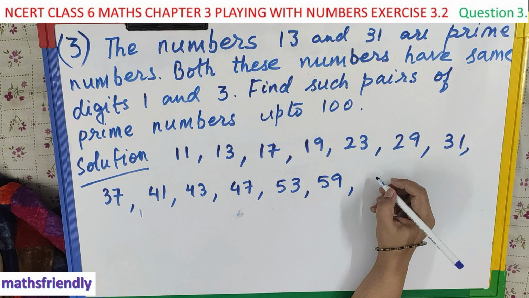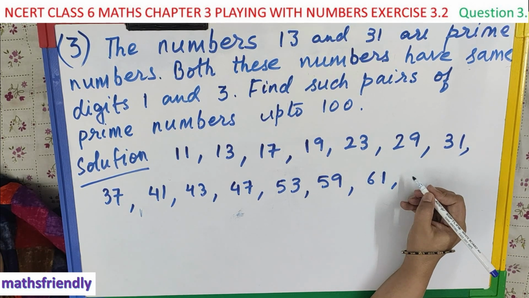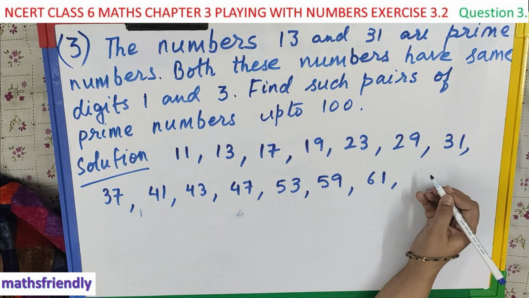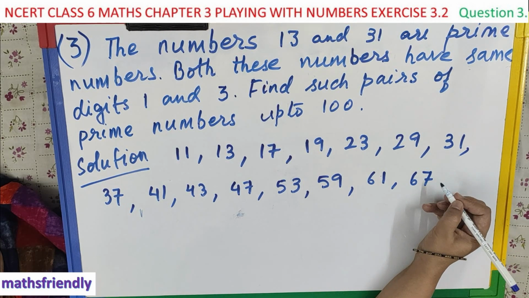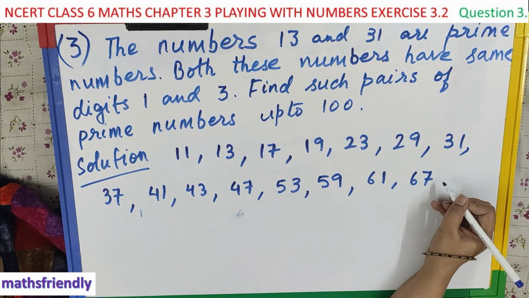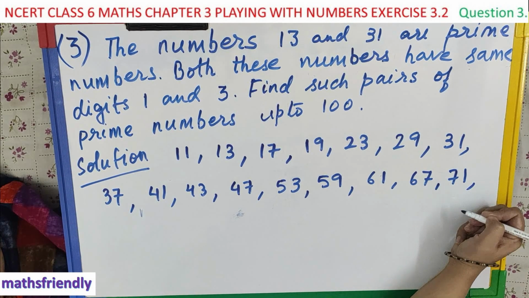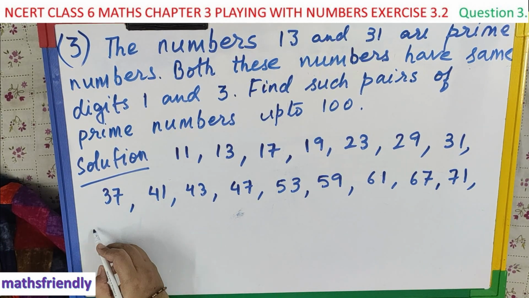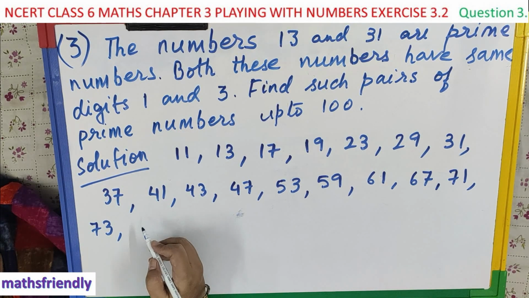60, 61. Yes, 61 is the next prime number. 62, 63, 64, 65, 66, 67. 67 is the next prime number. 68, 69, 70, 71. 71 is the next prime number. After 71 we have 72, 73. Yes, 73 is the next prime number. 74, 75, 76, 77, 78, 79.